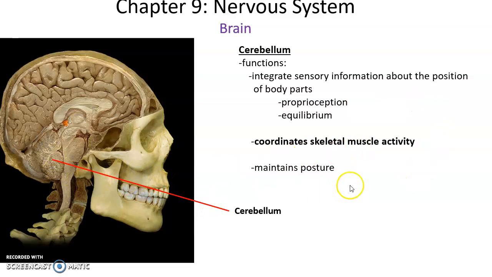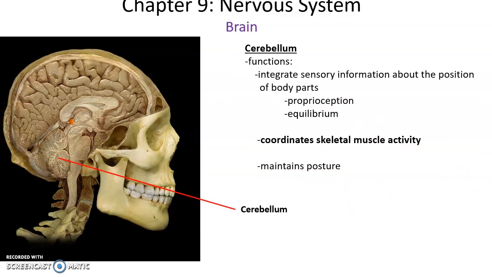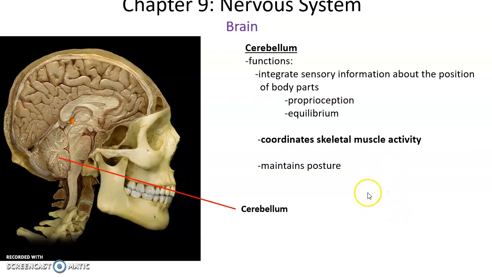Another big function is the cerebellum coordinates skeletal muscle activity. So it helps to regulate muscle movement. Basically, what the cerebellum does is it compares what movement we want to occur with what movement is actually occurring, and then makes adjustments so that we are actually doing what we want to do. So it has a very key managerial function there. And then finally, the cerebellum is important in maintaining posture. It's controlling subconsciously the muscles we have to contract in order to maintain our posture, whether it is good posture or bad posture.